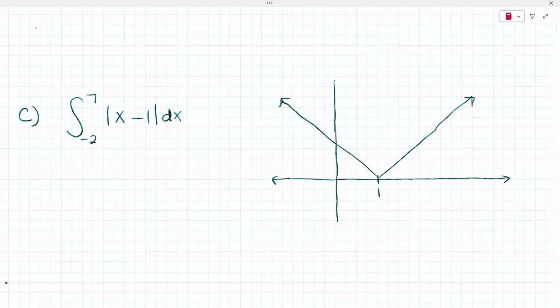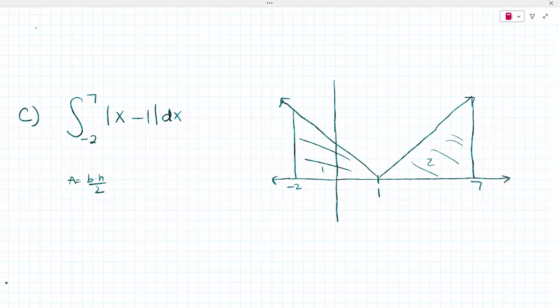Right? So we have to go from -2 to 7. So let's pretend this is -2, and we stop at 7. So let's pretend this is 7. So how will we do this? Okay, so we have two triangles, right? Triangle 1, triangle 2. So the area of a triangle is base times height over 2.